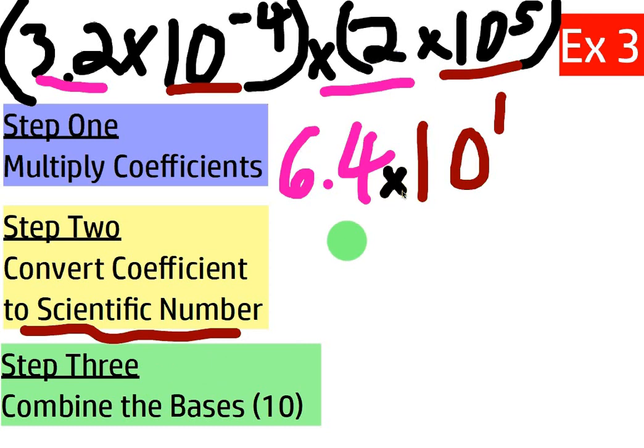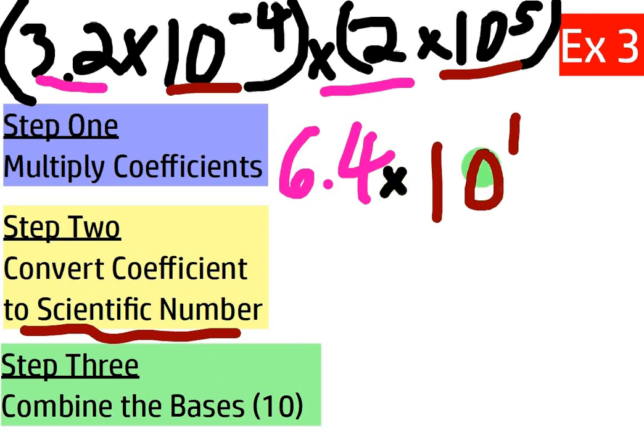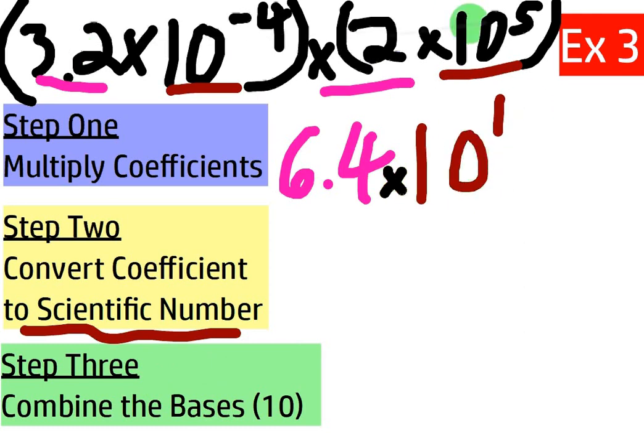So that's the final answer. 6.4 times 10 to the first is the result when you multiply these two scientific numbers.